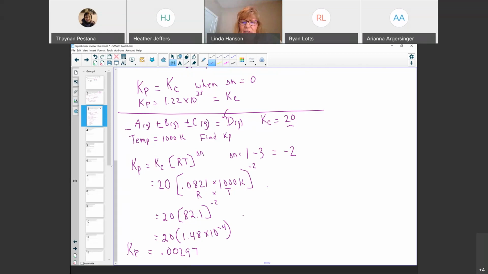So the 0.81 is constant. The temperature varies by the problem, and that product is raised to the delta n. That strategy is employed each time we're converting KC to KP or vice versa. Let me give you a moment to think about that.